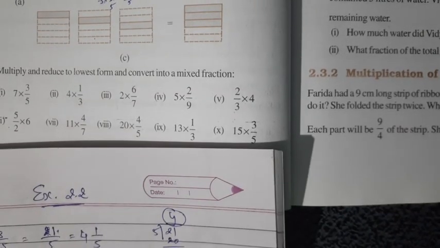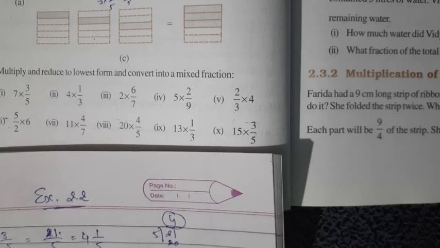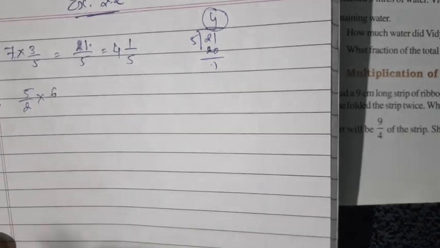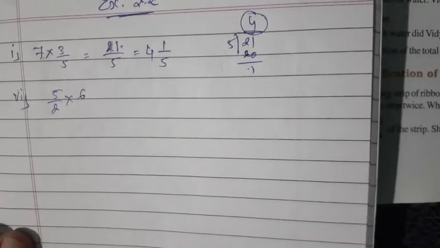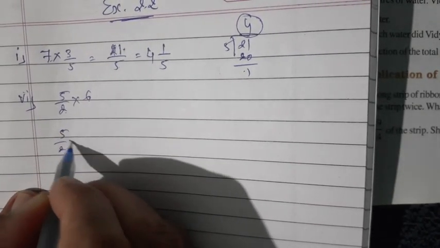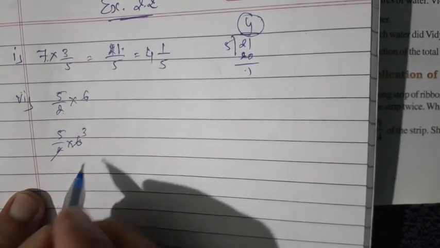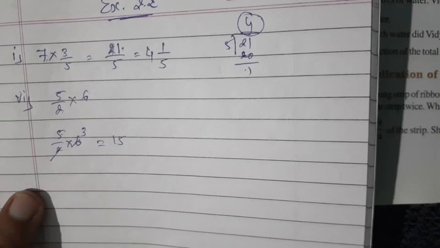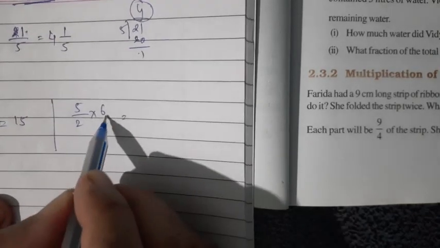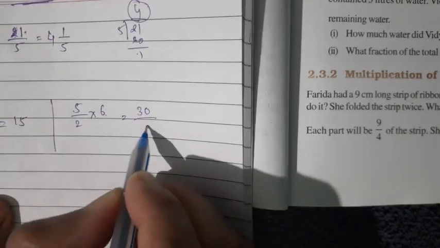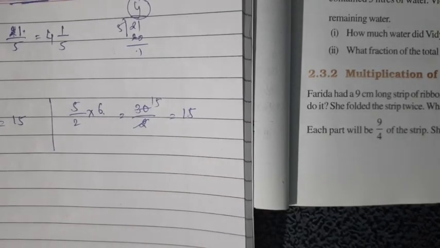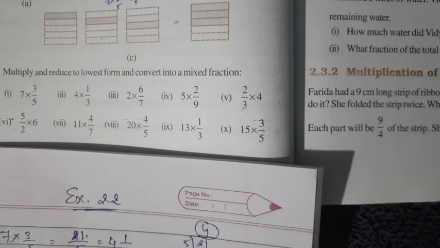Okay, next one is number 6. Look, 5 upon 2 into 6. Now here two methods are there. Suppose you directly cut them, 5 upon 2 into 6, 2 threes are 6, so the answer is 5 threes are 15. Otherwise 5 divided by 2 into 6, first you multiply them, 6 fives are 30 divided by 2 and then cut them, 15 twos are 30, your answer is 15.